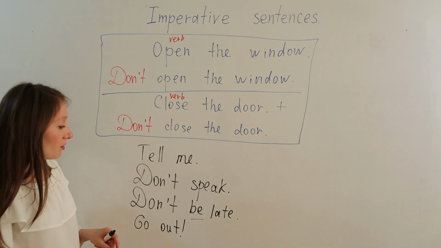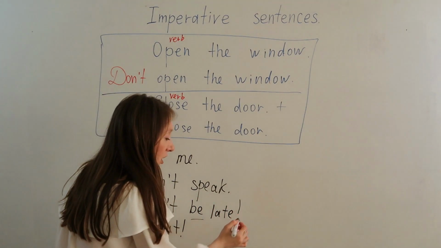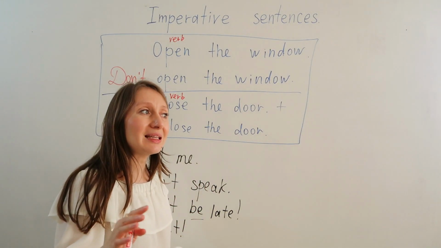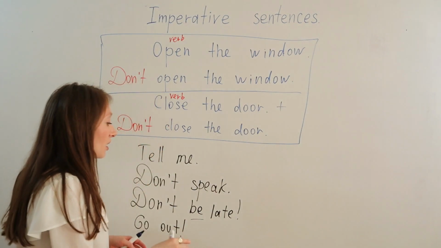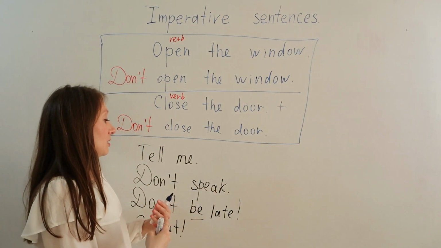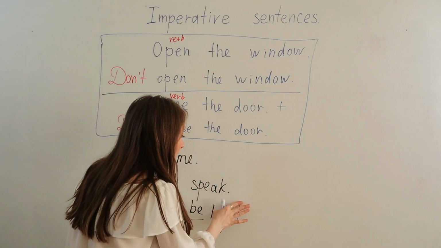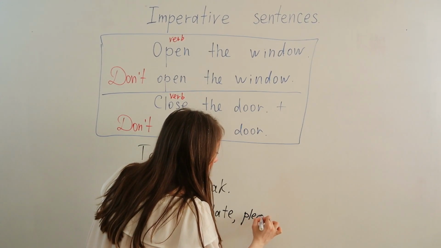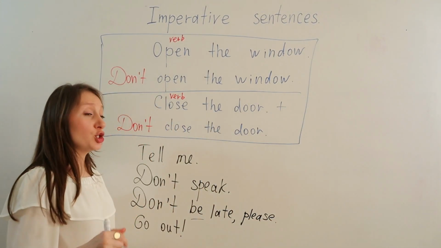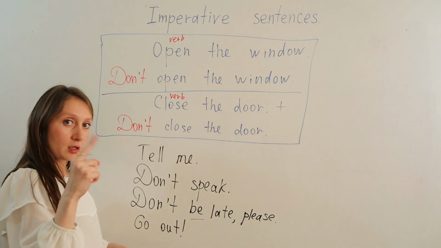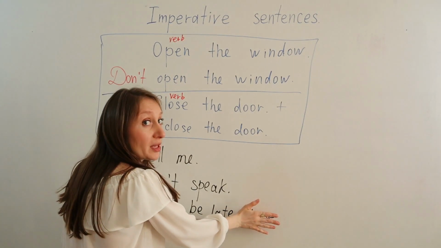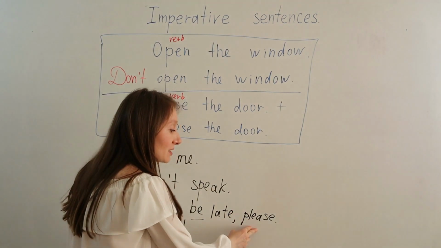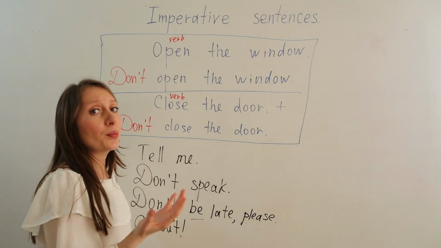But I want to tell you something. For example, don't be late. If you say it with a high tone, don't be late, you sound a little bit rude. So if you want to sound a little bit polite, right, you can add the word please. For example, don't be late, please. Let's see the difference. Don't be late. Don't be late, please. So it is still imperative sentence, but it's more polite, okay?